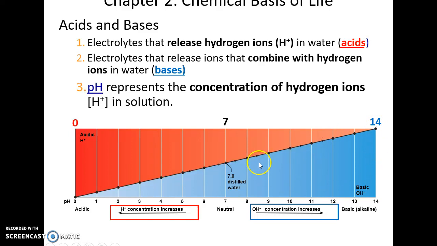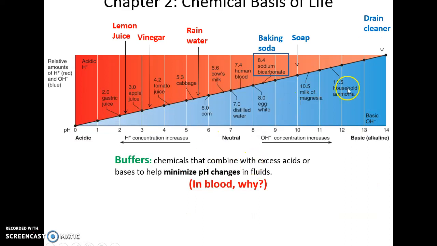This is because you get lower and lower concentrations of hydrogen ions, or on the flip side, a higher and higher concentration of hydroxyl ions. And here's some common things that fall on the pH range. There's also chemicals called buffers. Chemicals called buffers are able to combine to excess acids or bases to minimize pH changes. This is very important in our blood because we want homeostasis. We want the blood's pH to resist changes and stay at the ideal levels.